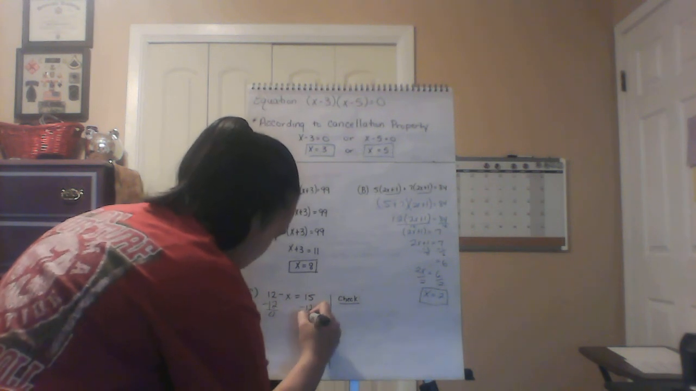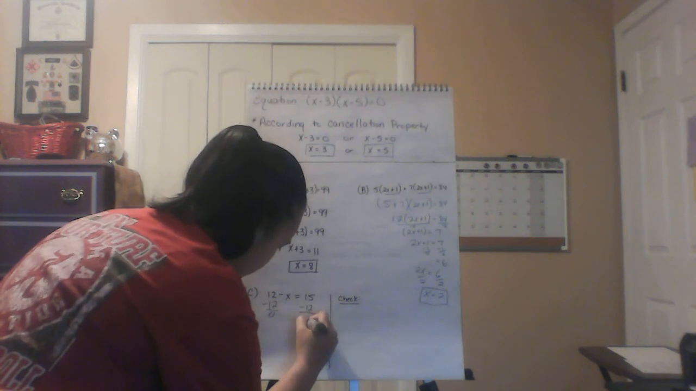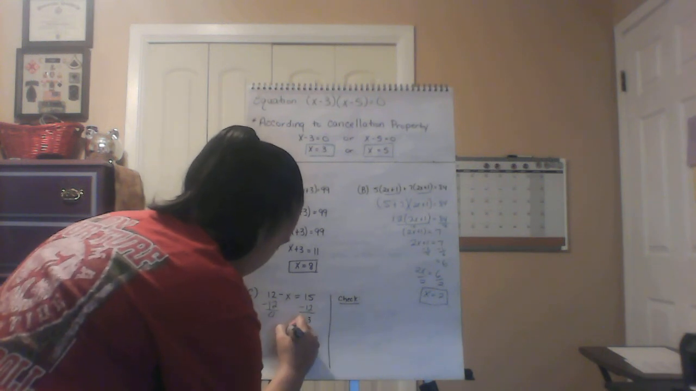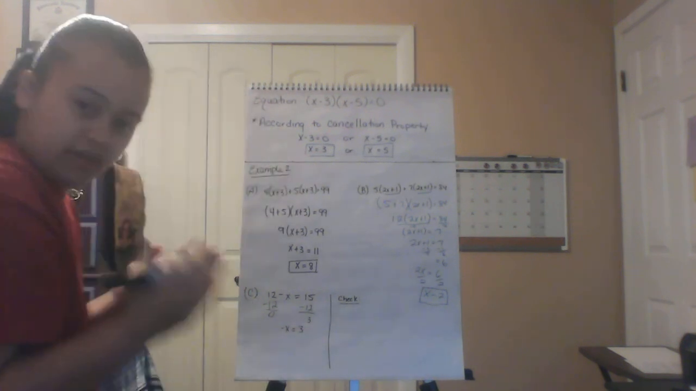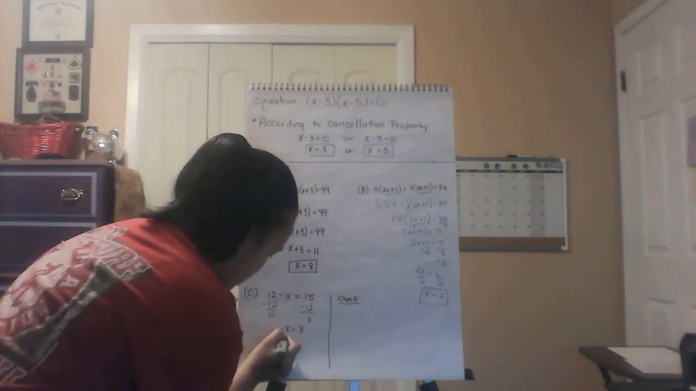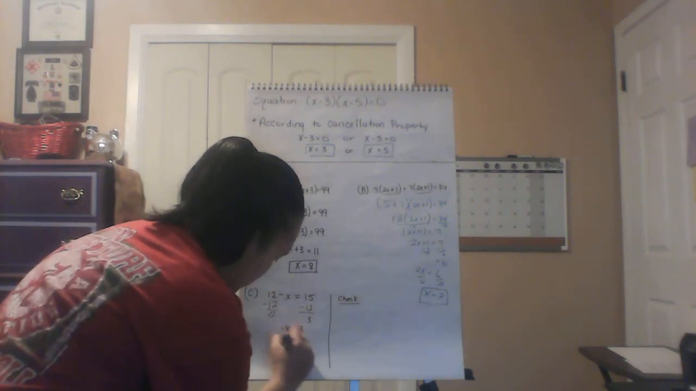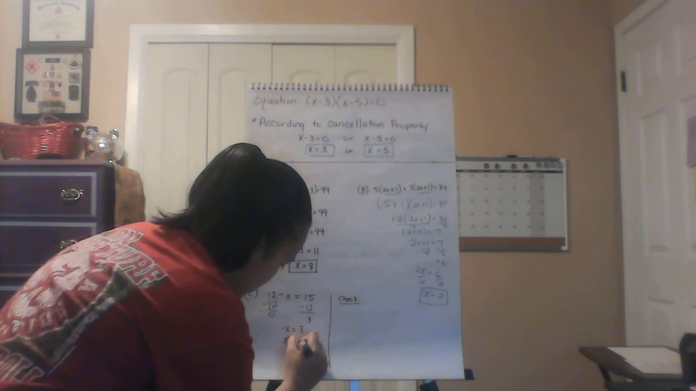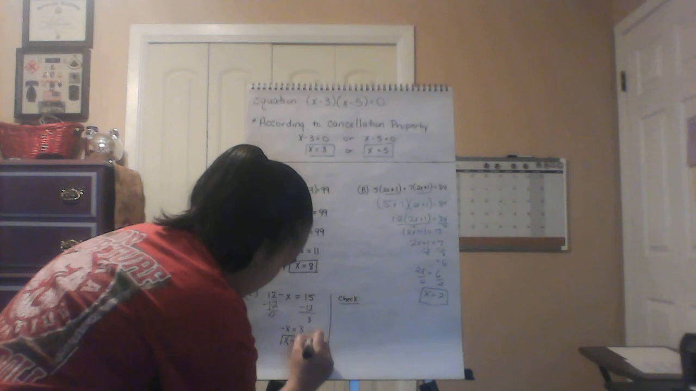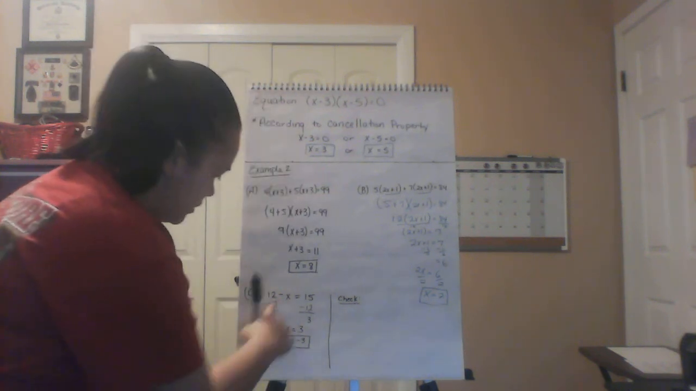So, 12 from 15 will leave me 3. But we can't leave a negative x on this side. So it'd be just like if I have a negative 1. So I'm going to do the same on this other side. So I have x equals negative 3. So I'm just going to go back and put it right up here in this problem.